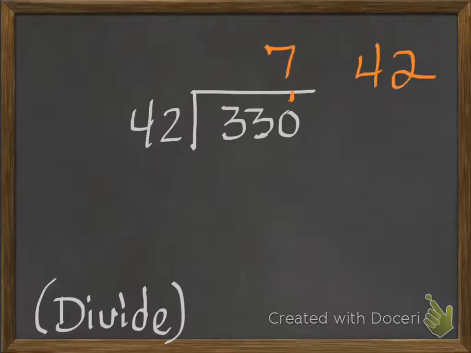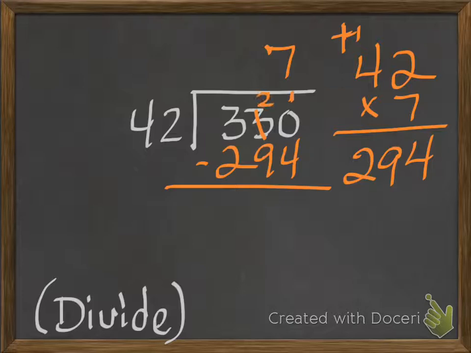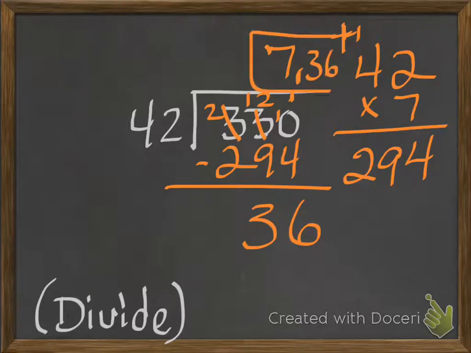So 42 times 7. 7 times 2 is 14. 7 times 4 is 28, plus 1 is 29. So 294. I'm going to subtract. Looks like I'll have to do some borrowing. 10 minus 4 is 6. 12 minus 9 is 3. So I have 7 with a remainder of 36.